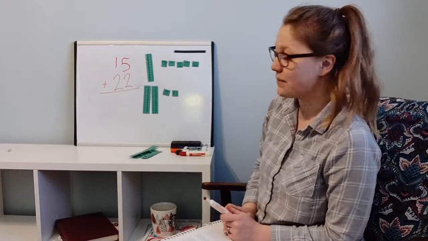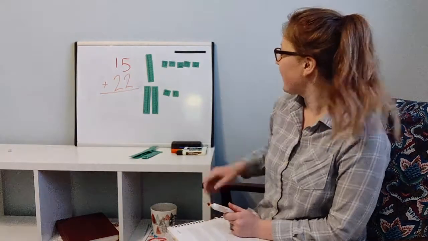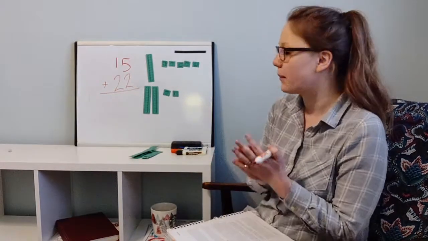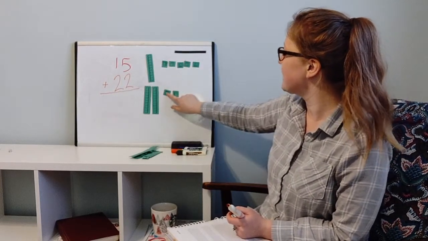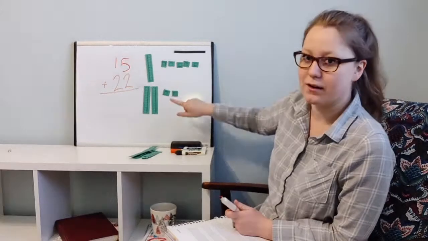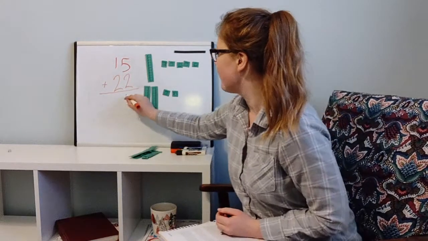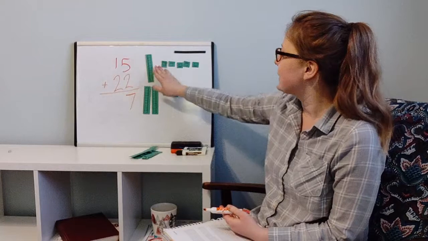In my ones column, it's like I have 5 plus 2. Now, I'm sure that some of you can already answer that for me, but let's take a look at the base 10 blocks. Let's count them all together. Remember, adding is when we put the numbers together. So here I have 1, 2, 3, 4, 5, 6, counting on, 7. It's like saying 5 plus 2 is 7. We know it's 7 because we can do the math, and we know it's 7 because we counted the base 10 blocks.